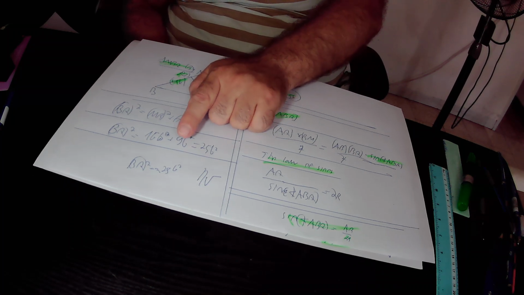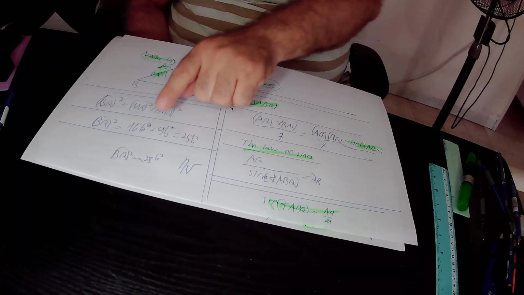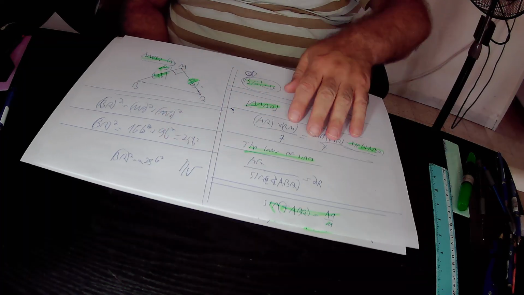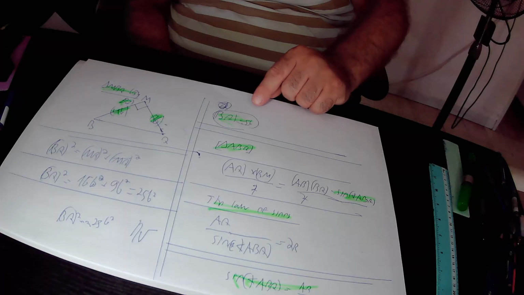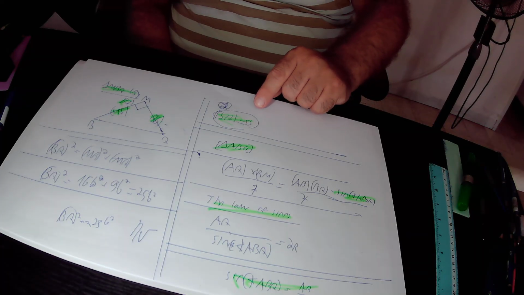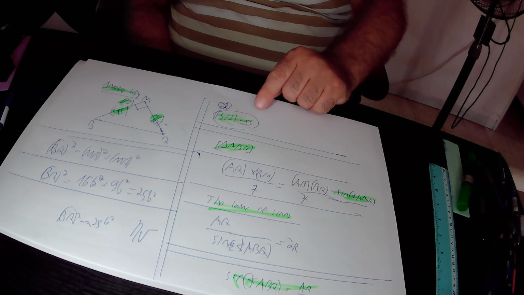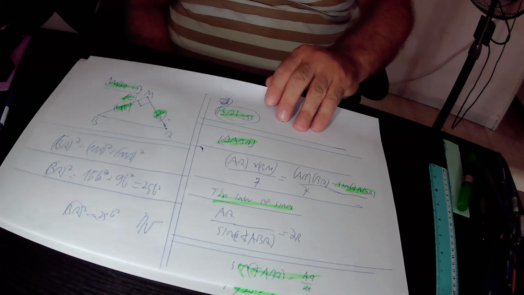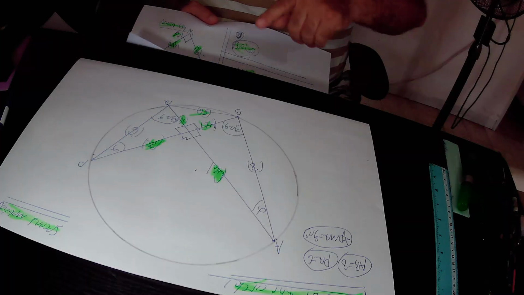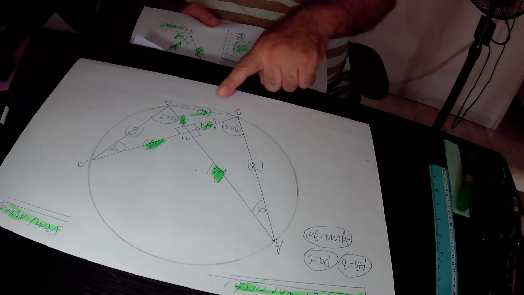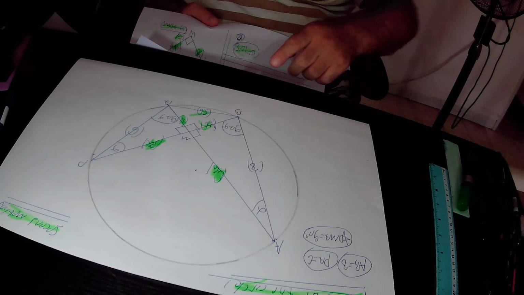So BQ squared equals 25B squared. Here, to solve this equation, we found that the missing side BQ equals the square root of 25, which is 5, and the square root of B squared, which is B. So in total BQ equals 5B units in length. This is the missing side BQ, equal to 5B units in length.